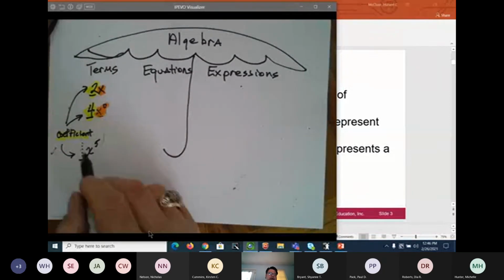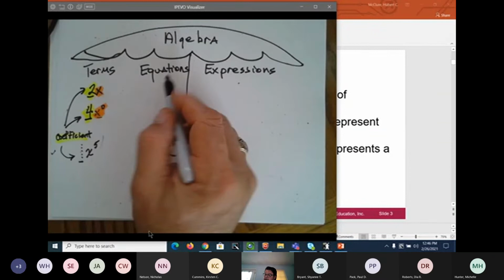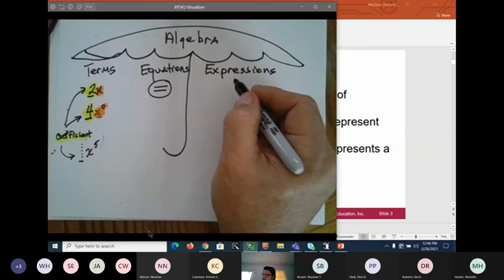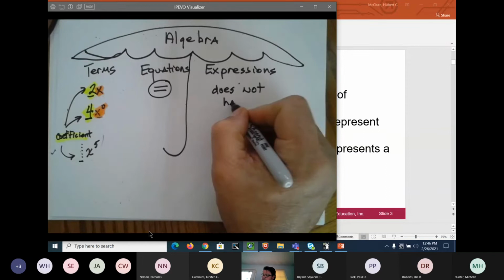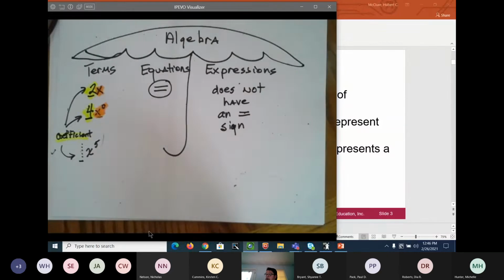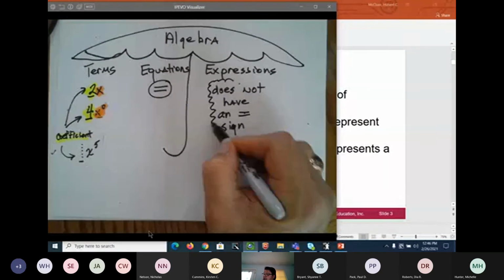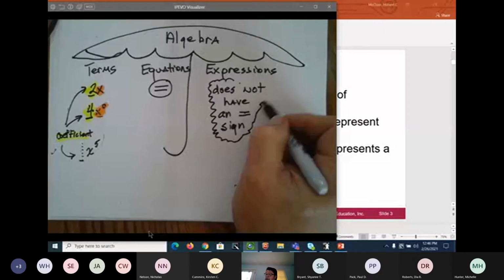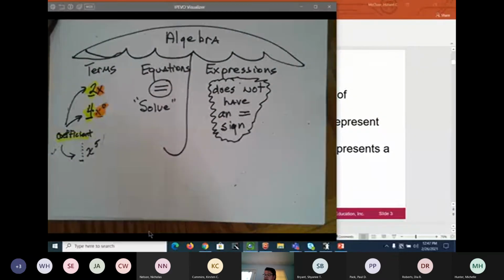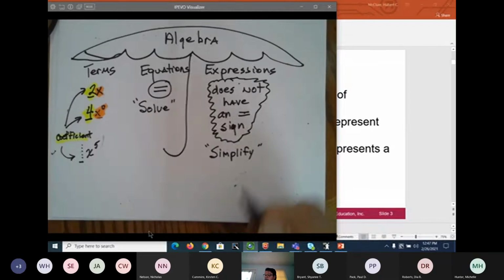And you put 2 or 3 of these terms together, you have either an equation with an equal sign, or you have an expression that does not have an equal sign. Okay? What do you do with an equation and an expression? Well, an equation, you solve it. And an expression, you simplify it. We're going to get into equations here in a little bit, but an expression, you simplify it. And I'll show you an example of that.